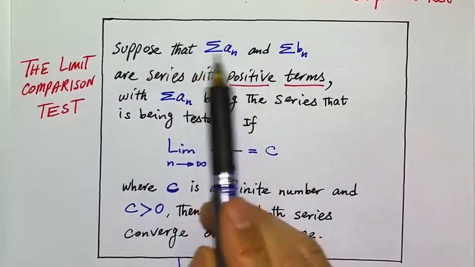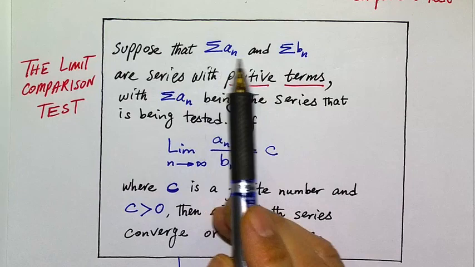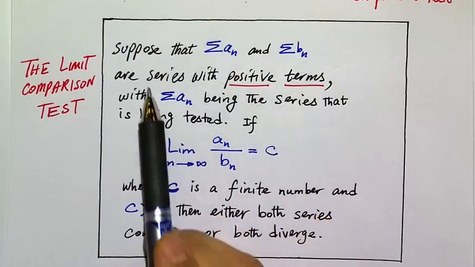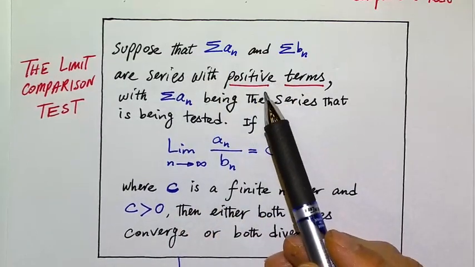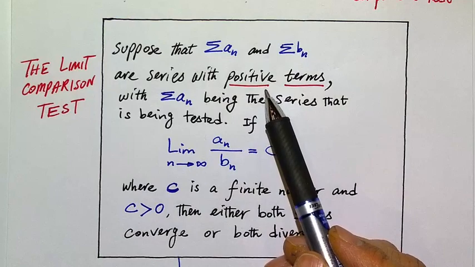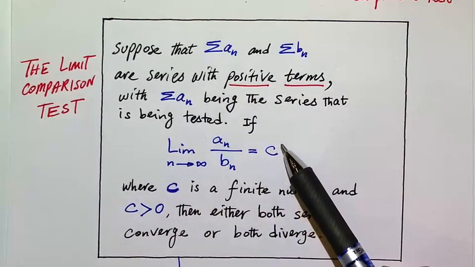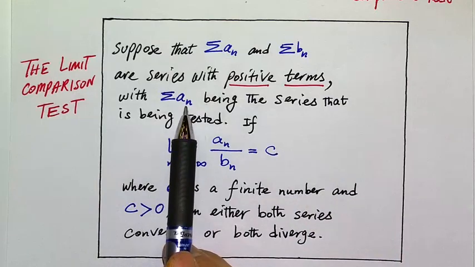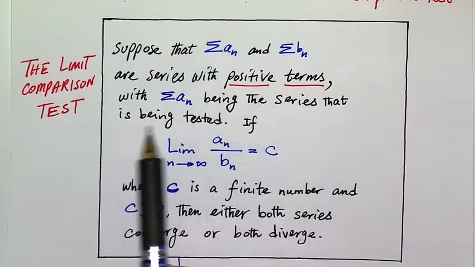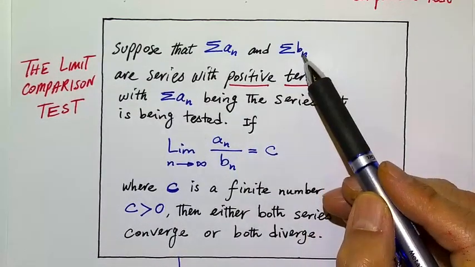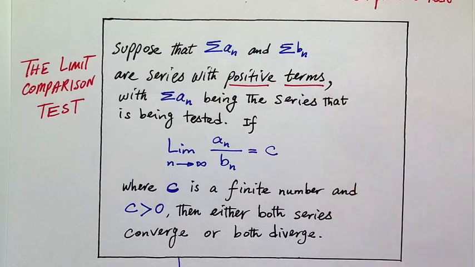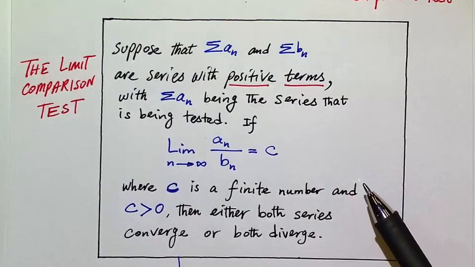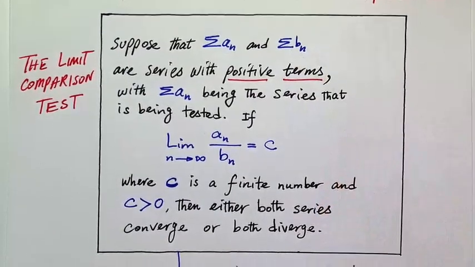So suppose again we have a series A sub n and a series B sub n. Again, these are series, of course, with positive terms. All the series that we're testing in this section must have positive terms for these tests to apply. With series A sub n being the series that is being tested, and the other series is, again, a series that we are familiar with. We know whether it converges or diverges and when it exhibits that behavior. So this is the one we pick, and it's familiar to us.